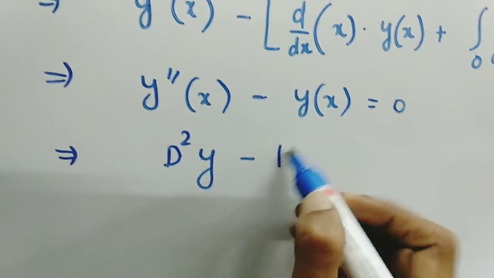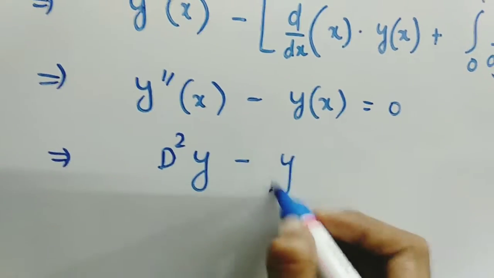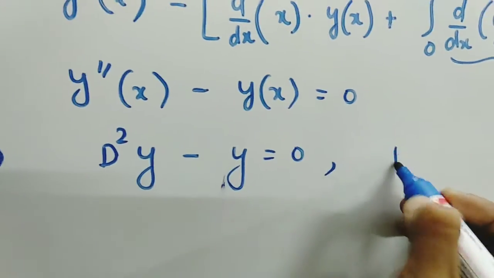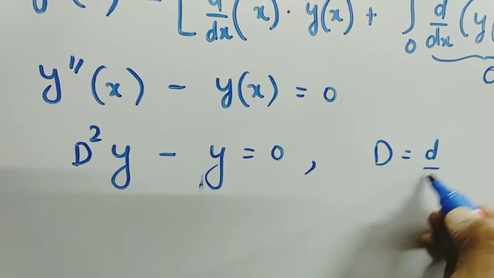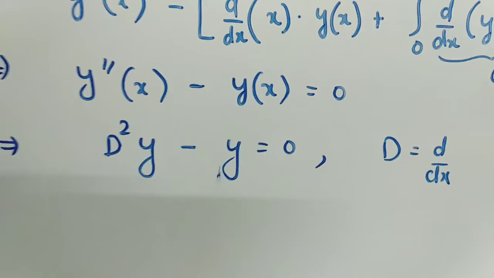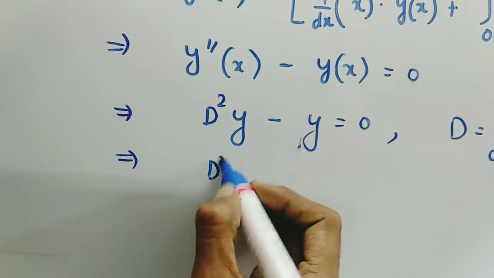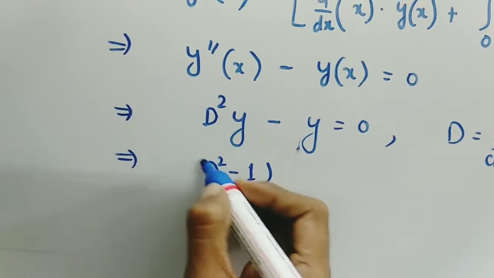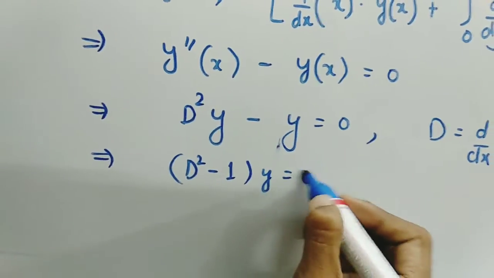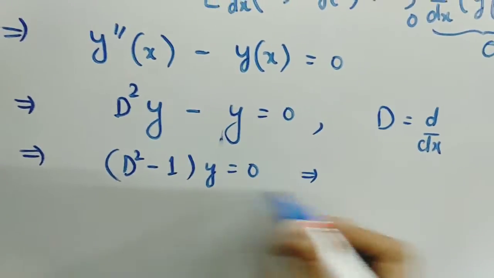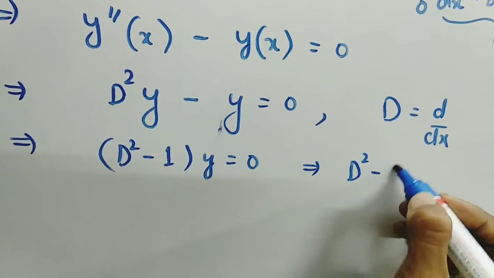D is nothing but d by dx. It is an operator, d by dx. So D square will be twice the derivative. So it is D square minus 1 into y equals to 0, from which we get D square minus 1 equals to 0, and from which we get D equals to plus or minus 1.